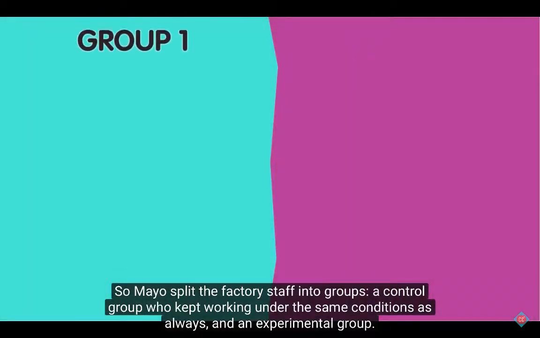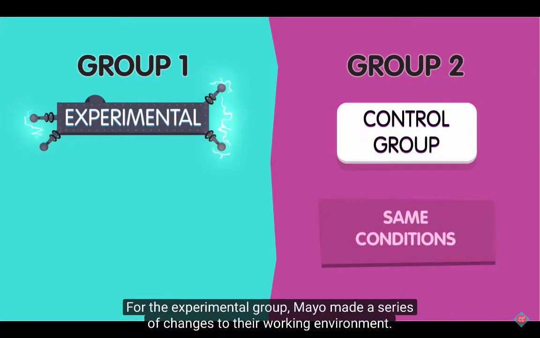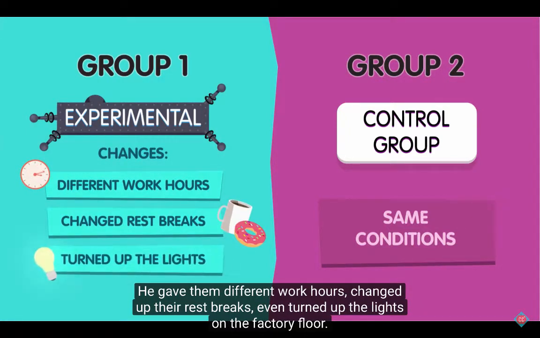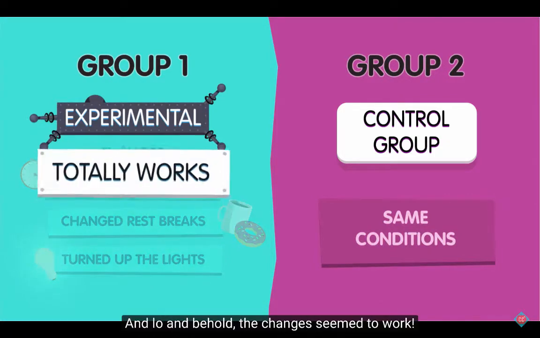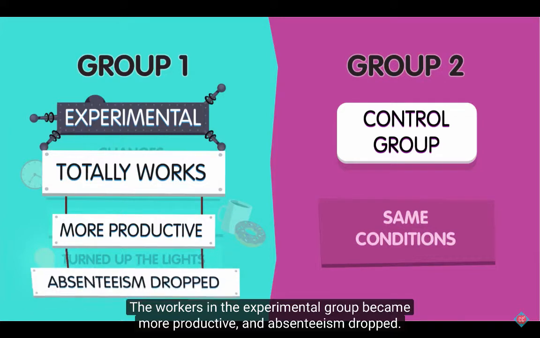So Mayo split the factory staff into groups: a control group who kept working under the same conditions as always, and an experimental group. For the experimental group, Mayo made a series of changes to their working environment. He gave them different work hours, changed up their rest breaks, even turned up the lights on the factory floor. And lo and behold, the changes seemed to work. The workers in the experimental group became more productive and absenteeism dropped.